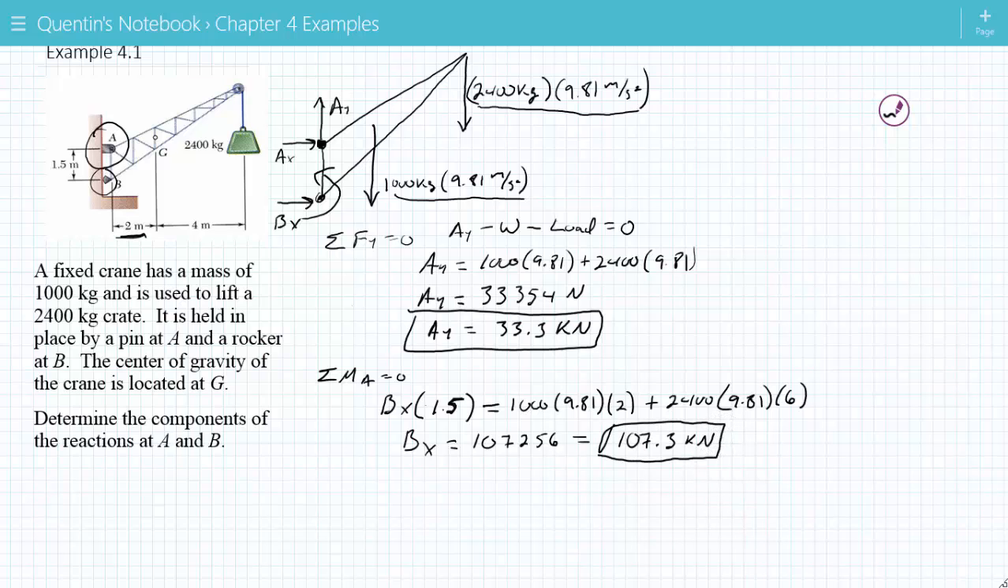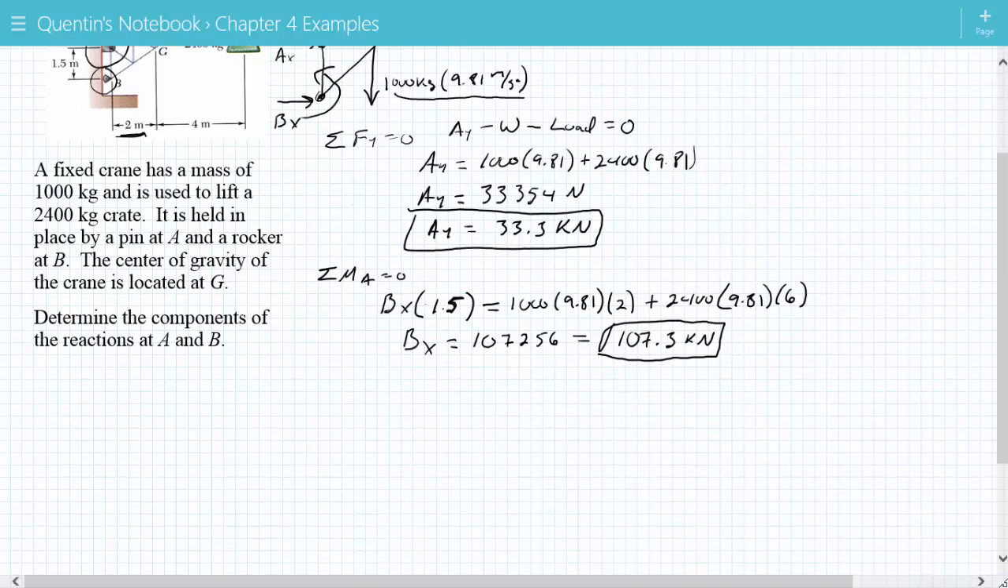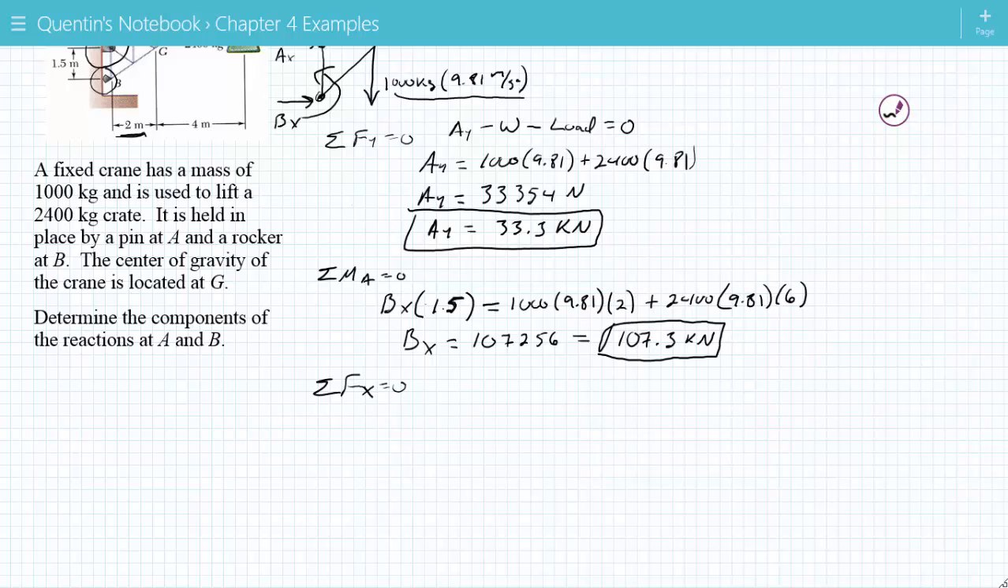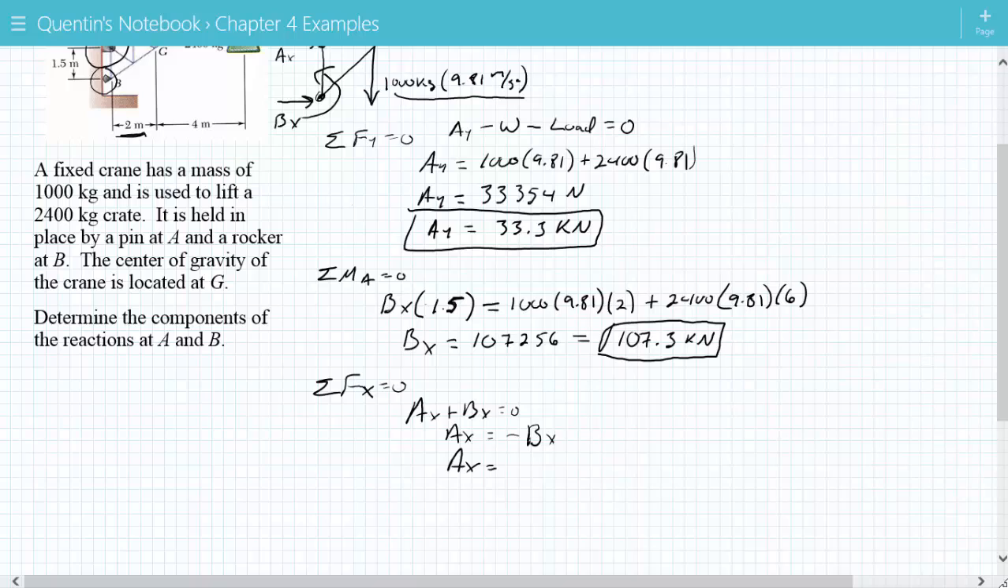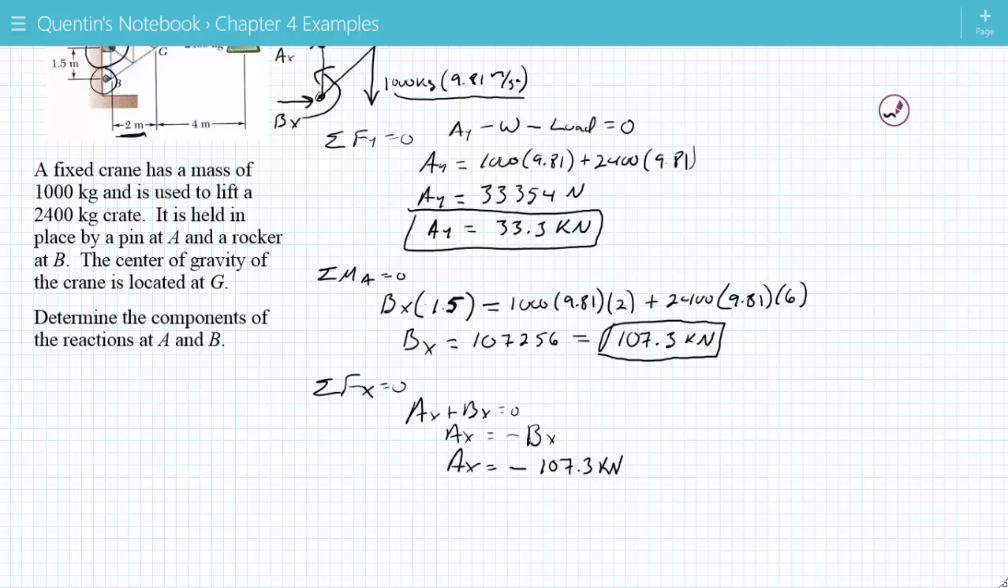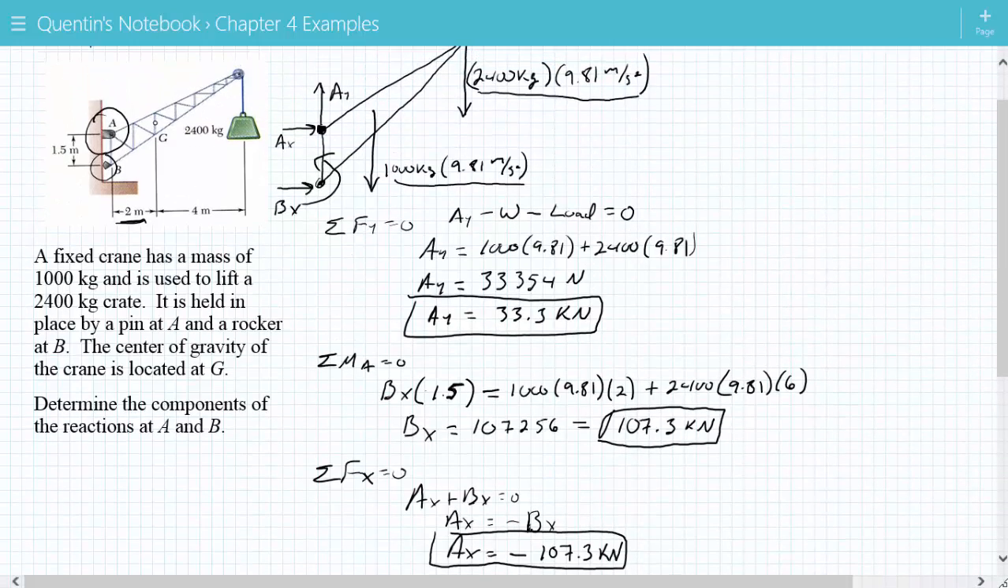Okay, and then the last one is AX. That's pretty easy at this point. You just say the sum of the forces in X equals 0. So therefore, AX plus BX equals 0. So AX is equal to minus BX. Therefore, AX is equal to minus 107.3 kilonewtons. And there's our answer. So we found AY, BX, and AX.